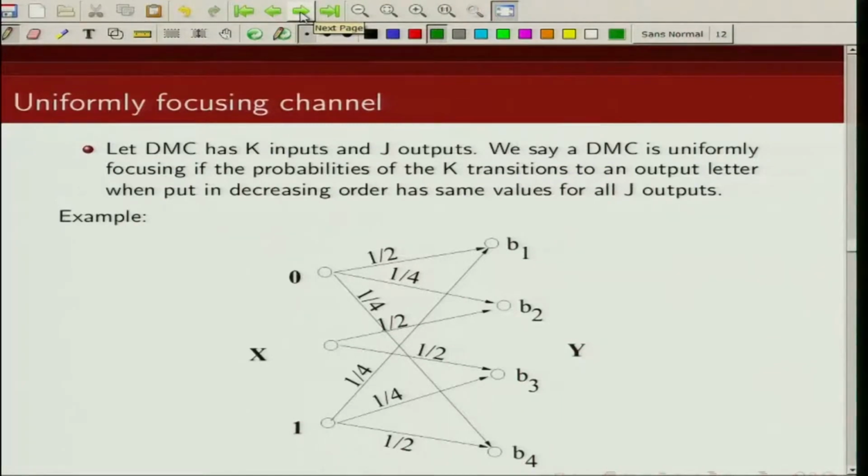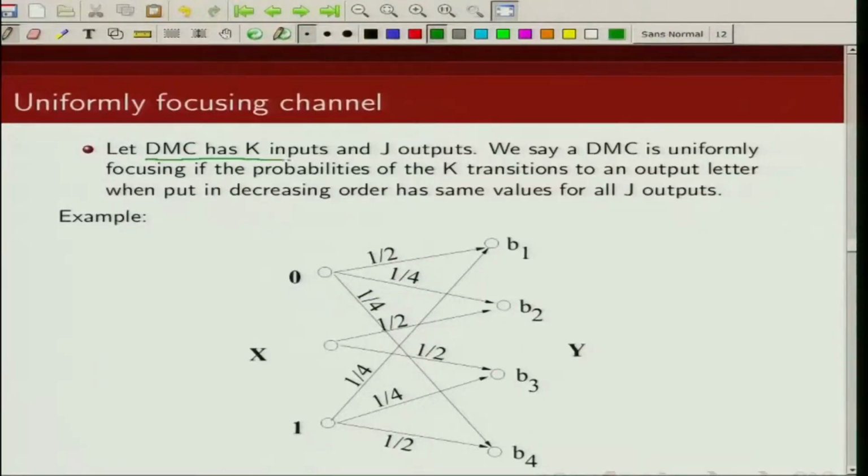Now let us talk about another type of channel, which is known as a uniformly focusing channel. So what is a uniformly focusing channel? Let us consider a discrete memoryless channel which has k inputs and j outputs. In this particular example, k is 3 because I have 3 inputs. You can call them 0, 1, 2 or whatever you want to call them. And there are 4 outputs, j is 4, B1, B2, B3, B4.